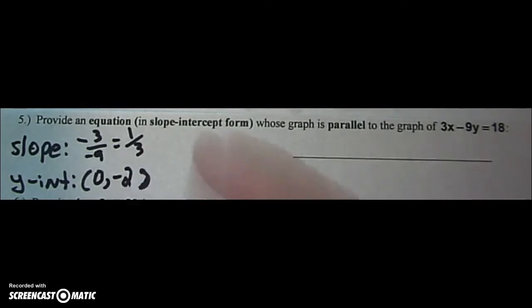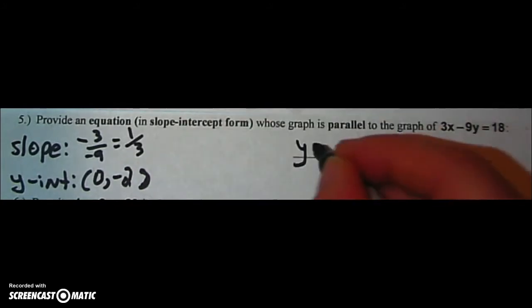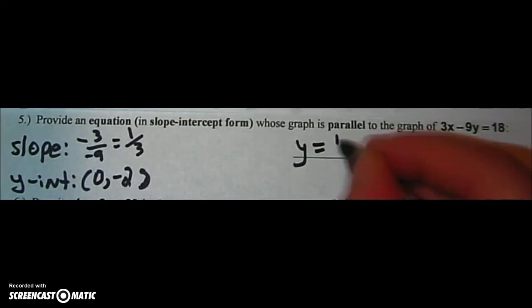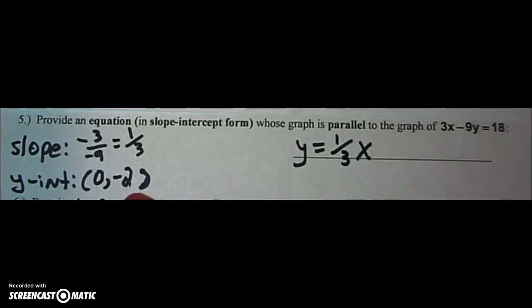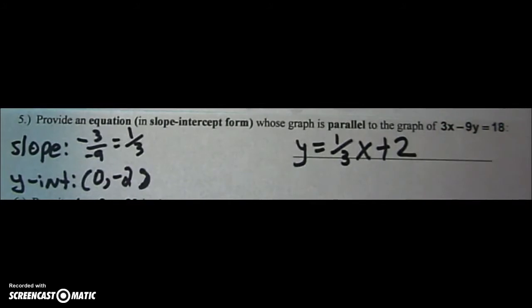Parallel, we know we want to have the same slope but a different intercept. So all we have to do, and we want to write this in slope-intercept form this time, is write 1/3 x, and then just give it a different intercept. The intercept there is -2, so we can give it whatever we want. We could even make it +2 if we want. Same slope, different intercept, and in slope-intercept form, so we're done with number 5.